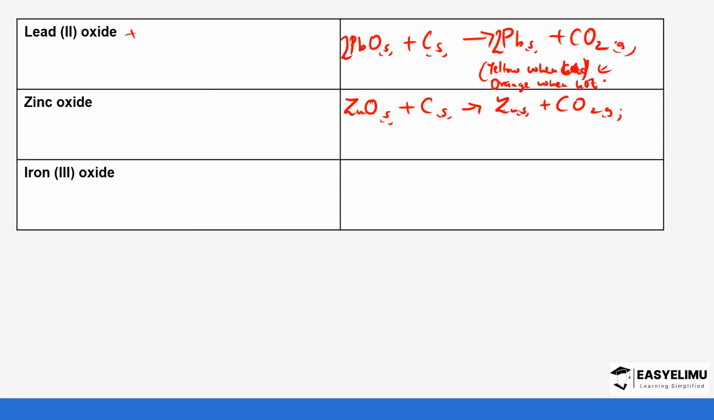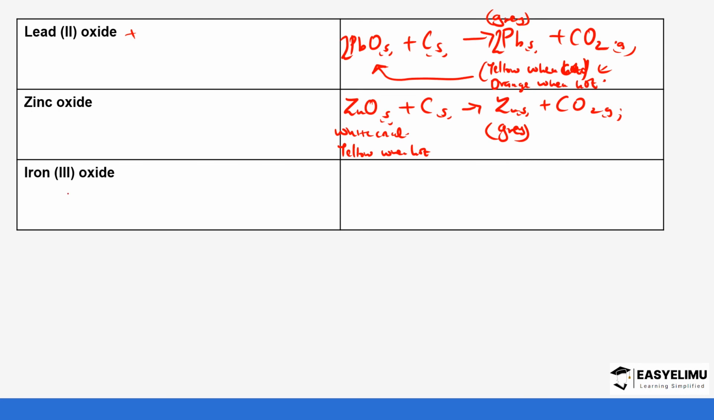Remember, lead is the one that is yellow when cold and orange when hot, and the lead solid is gray in color. Zinc oxide is white when cold and yellow when hot, and when it is reduced, it also forms a gray solid.